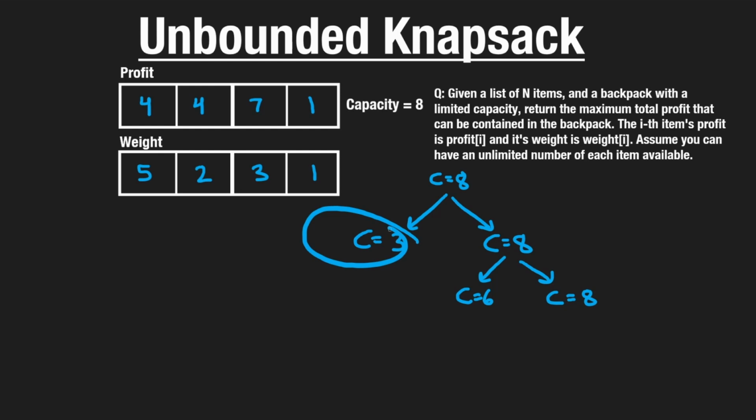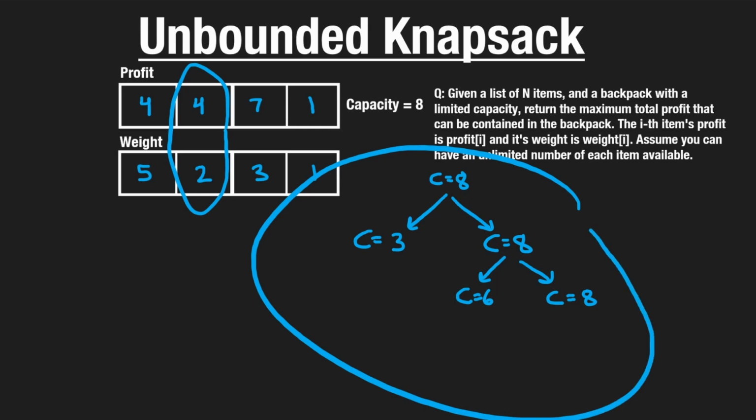Over here, though, what do you think is the decision? We chose the first item. So now what's our choice here? Are we choosing to include the second item or not? Well, if we did, then this would be exactly like the 0-1 knapsack. Is that okay? Not quite.